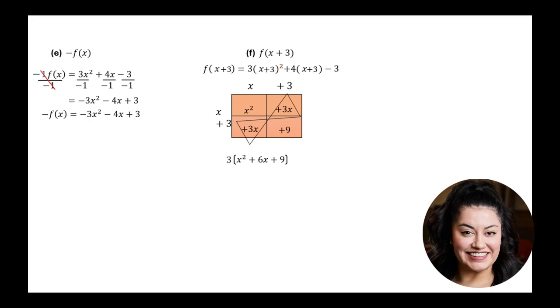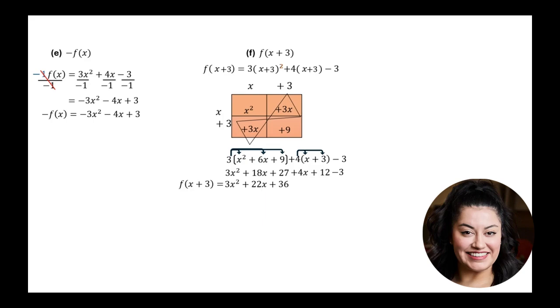We still have the back part of the equation, and at this step, we will distribute the 3 to each term. We will end up with 3x squared plus 18x plus 27, and we will now distribute the 4 to each term, and we will get +4x plus 12, remembering we still have that -3. We will combine our like terms, and we will end up with 3x squared plus 22x plus 36, meaning that f of x plus 3 is equal to 3x squared plus 22x plus 36.